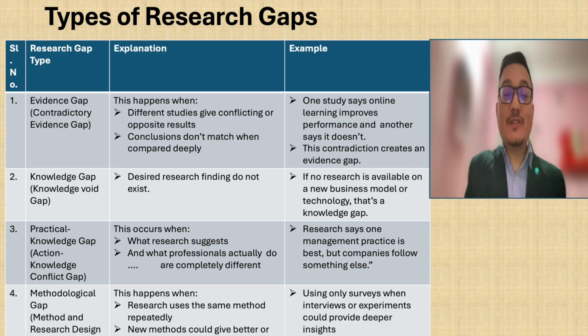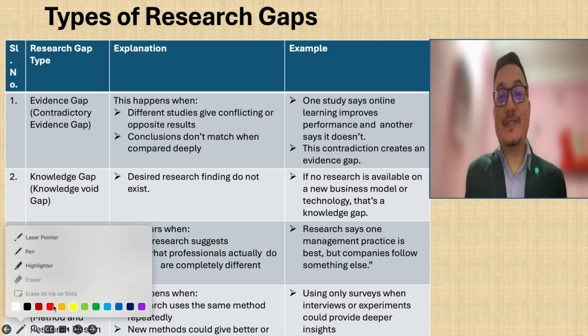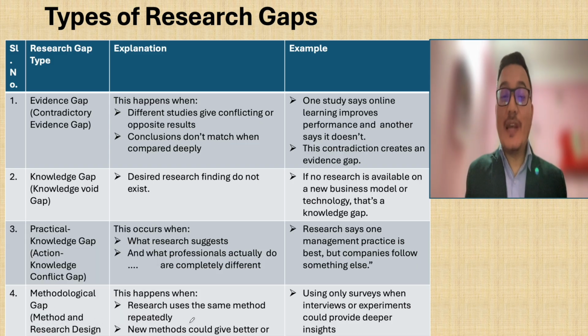That is methodological gap, or we can say it as method and research design gap. A methodological gap occurs when researchers use the same method repeatedly, even though better methods are available. We can take one example. During research, using surveys will give one result, but when researchers use interviews or experimental research techniques, it could give deeper insights of research.